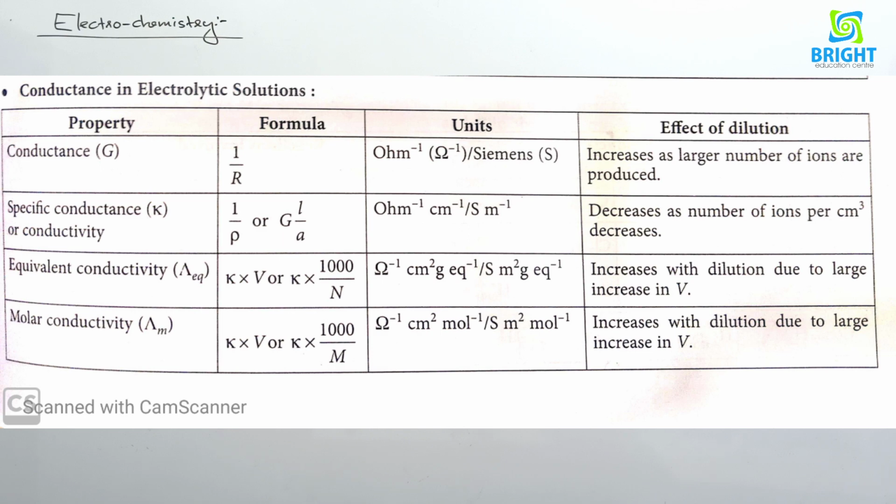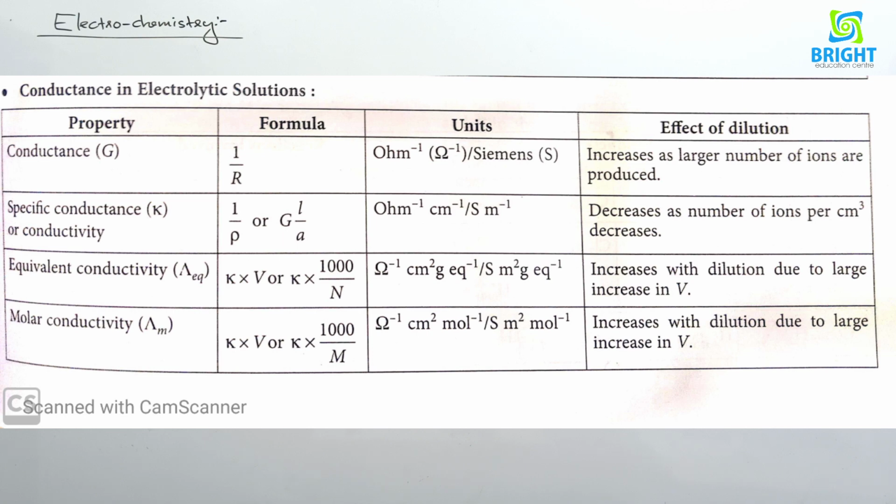Specific conductivity decreases with dilution, while equivalent conductance and molar conductivity increase with dilution due to the large increase in volume. Both equivalent conductance and molar conductivity behave the same way, increasing with a large increase in volume.